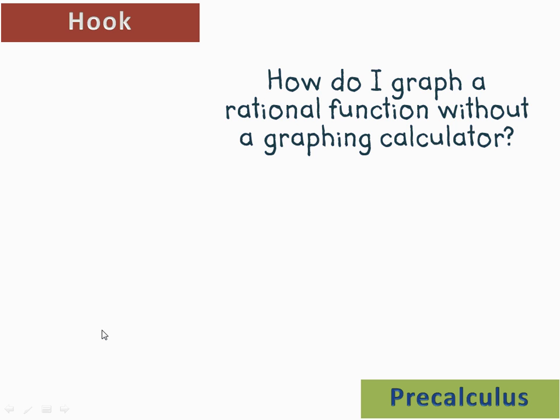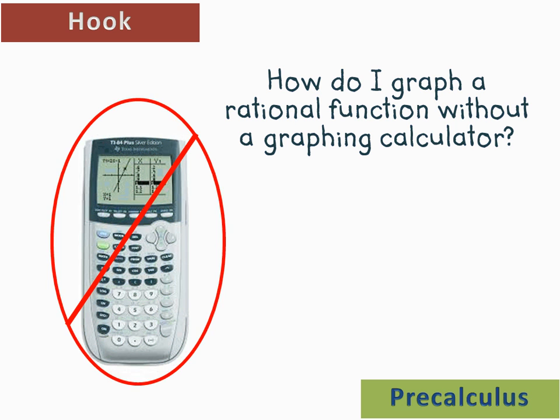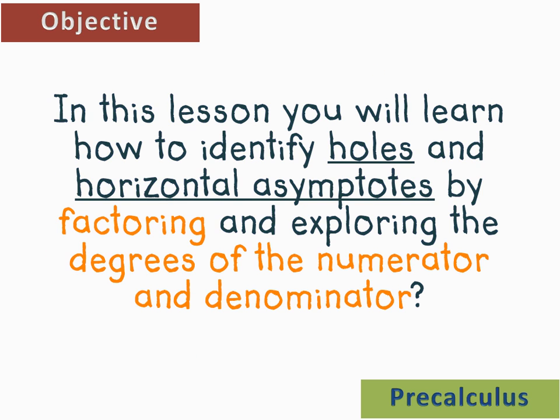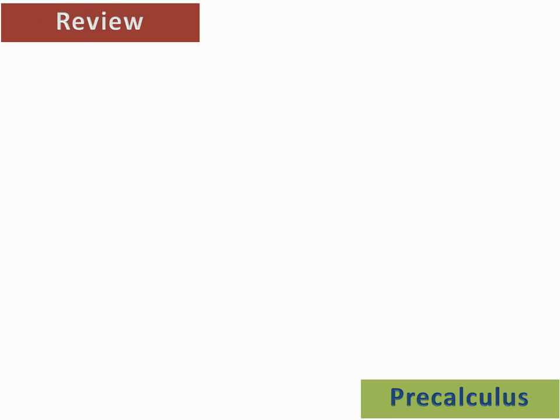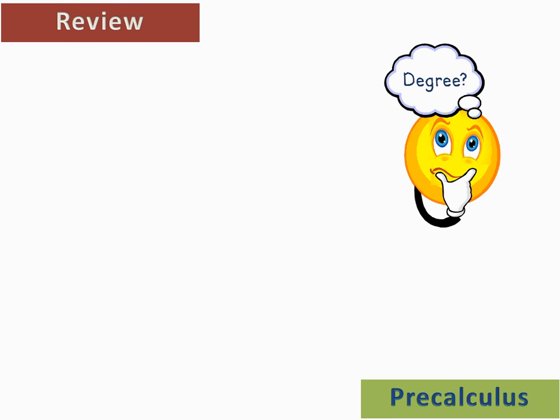Hi everyone. Today you're going to learn how to graph rational functions without a graphing calculator. Specifically, you will learn how to identify holes and horizontal asymptotes by factoring and exploring the degrees of the numerator and denominator. Well, what is a degree?